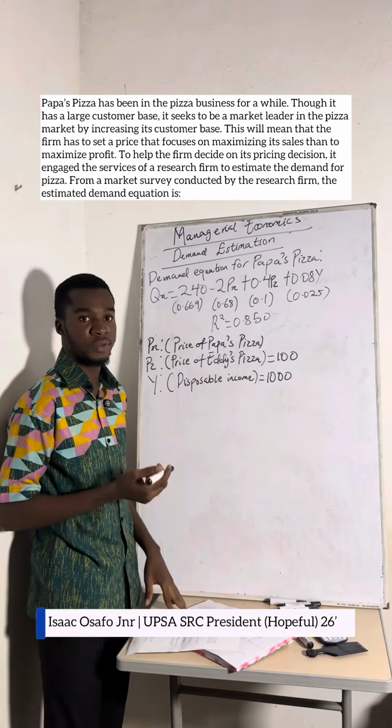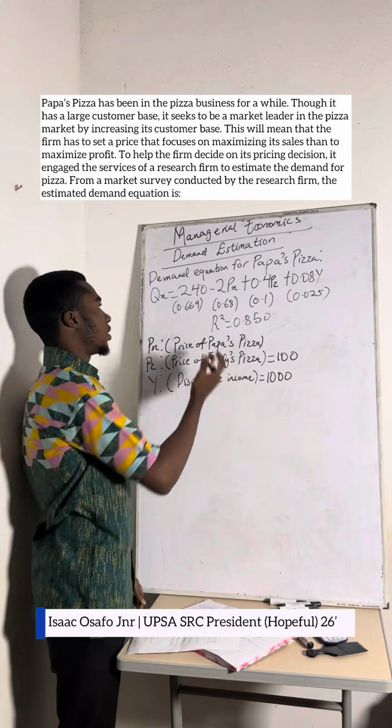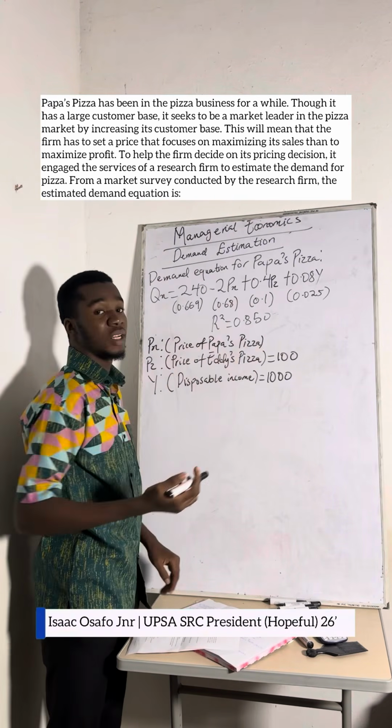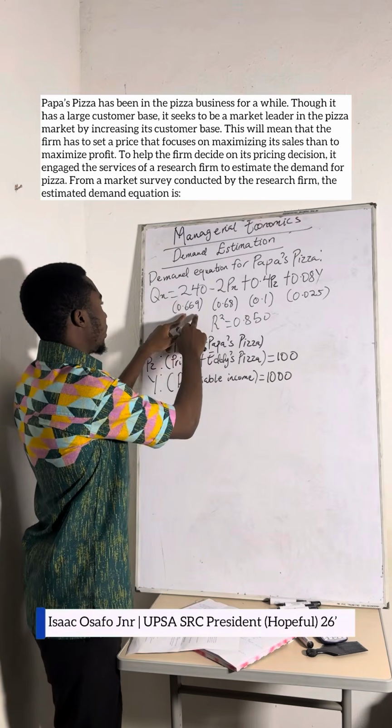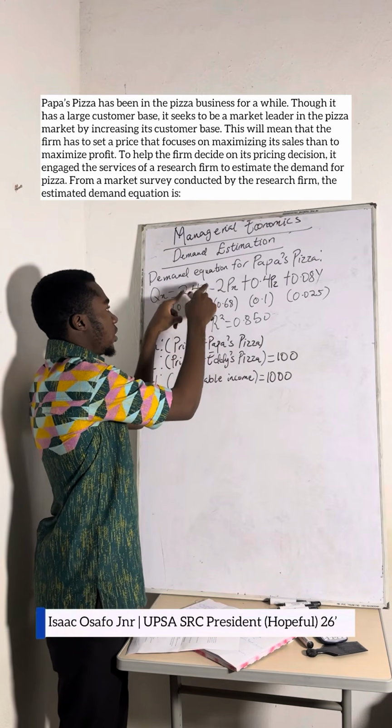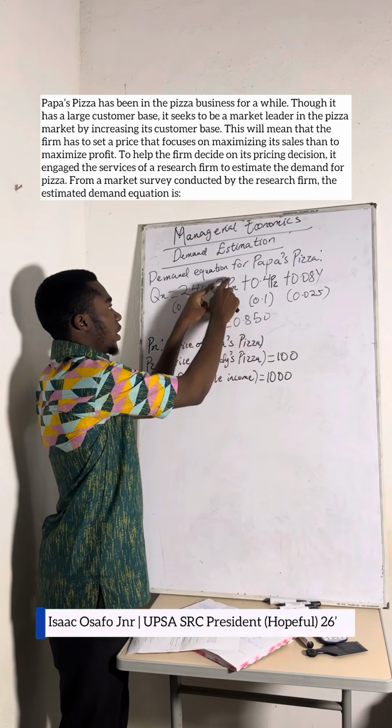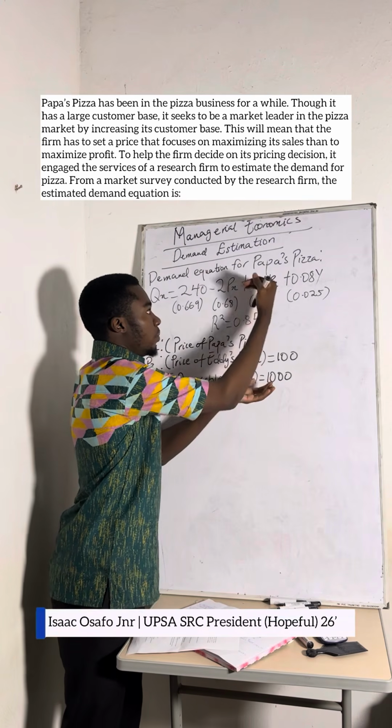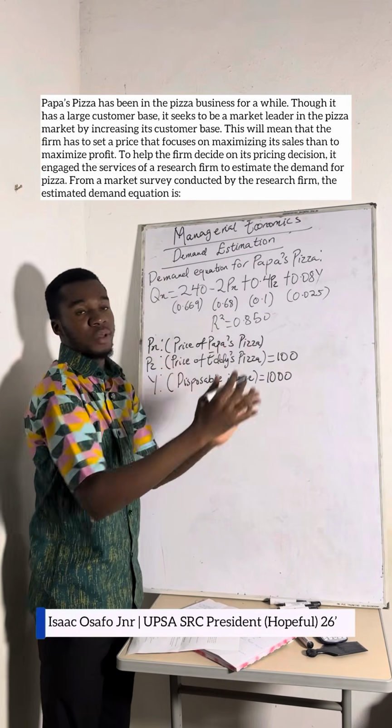And I told you in a previous video that they don't even need to tell you. Once you see the values in brackets, just know that they are the error terms. So 0.669 is the error term for 240. 0.6 is the error term for negative 2Px. So the ones below them are the error terms for each of them. Do you get it? All right.